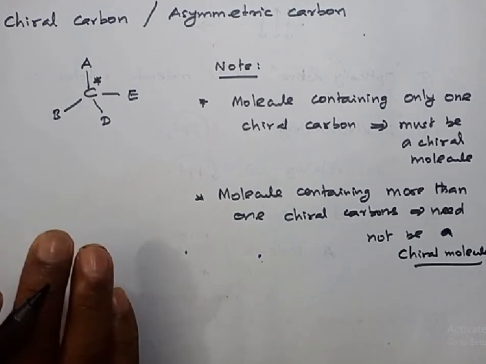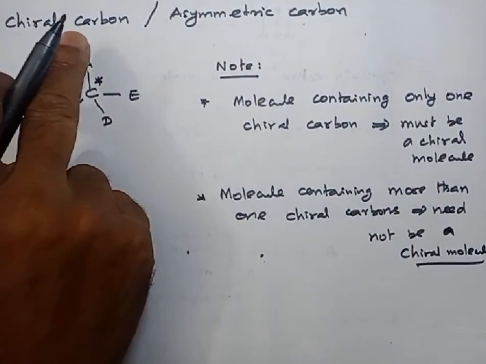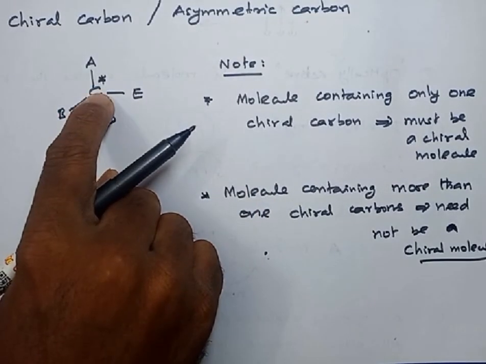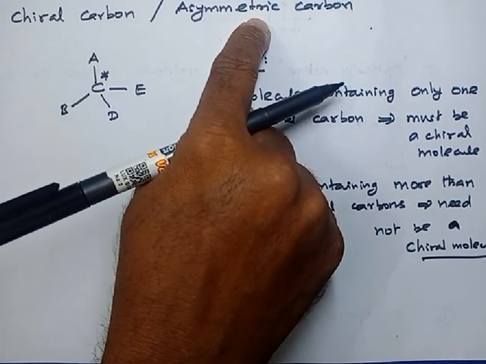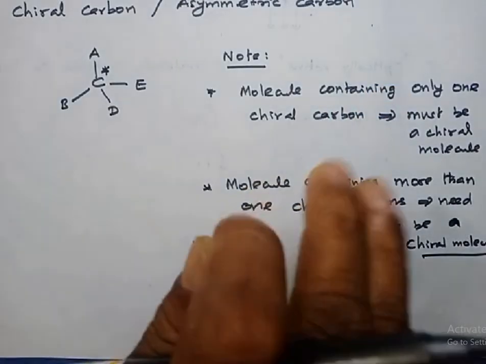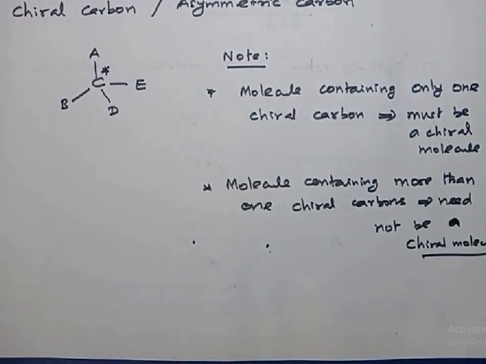So this is regarding chiral carbon, right? So what is chiral carbon? If all the 4 groups attached to a carbon are different, we call that carbon a chiral carbon, also called asymmetric carbon. And if a molecule contains only one chiral carbon, the molecule must be a chiral molecule. Students, by seeing the structure, we can say only whether the molecule is chiral or not. We cannot say whether the molecule is optically active or not. Why? I told you optical activity is purely experimental. Only through experiment can you say whether a molecule is optically active or not. So keep this in mind.